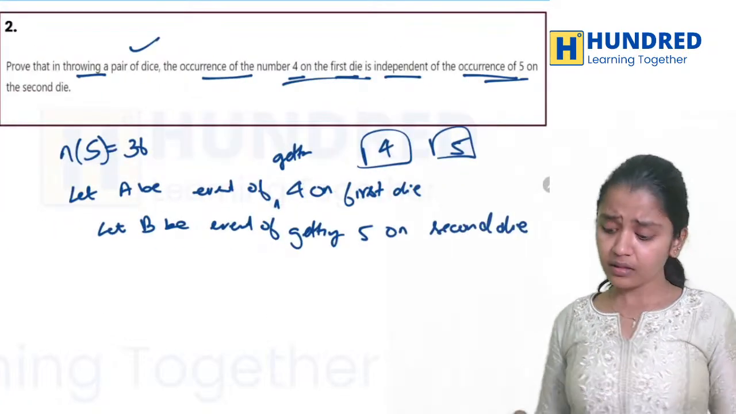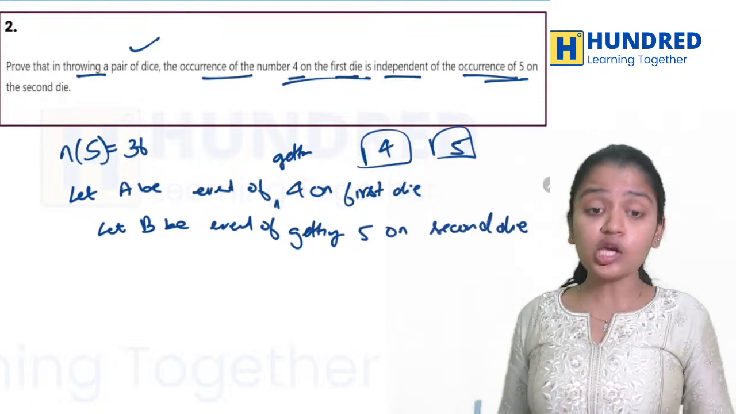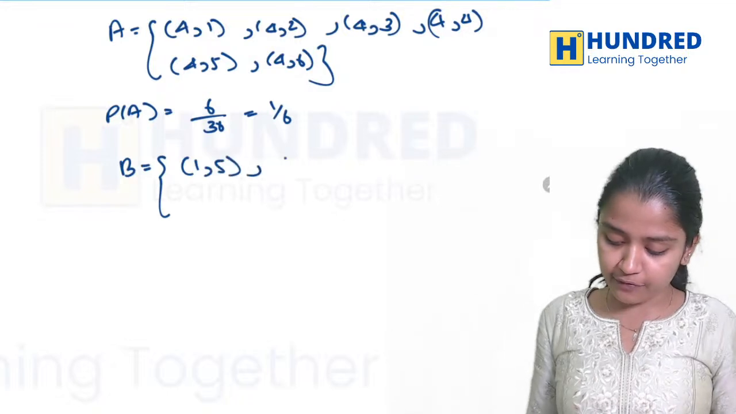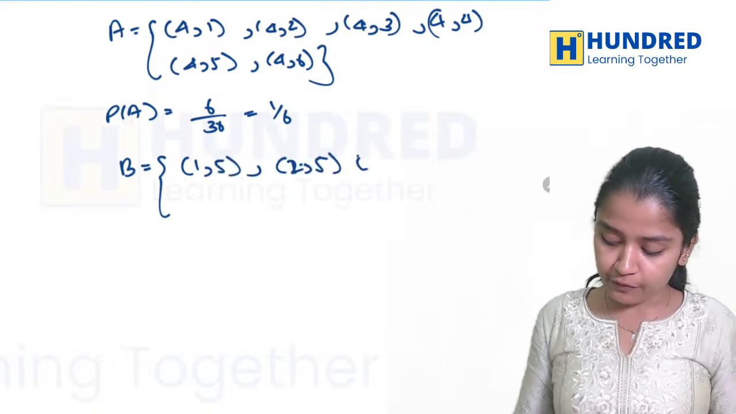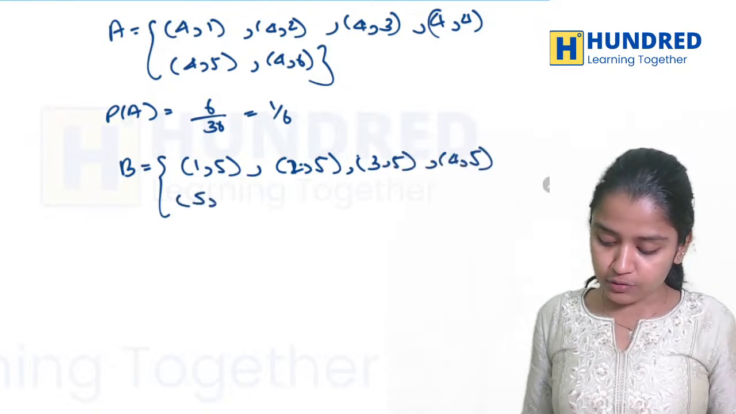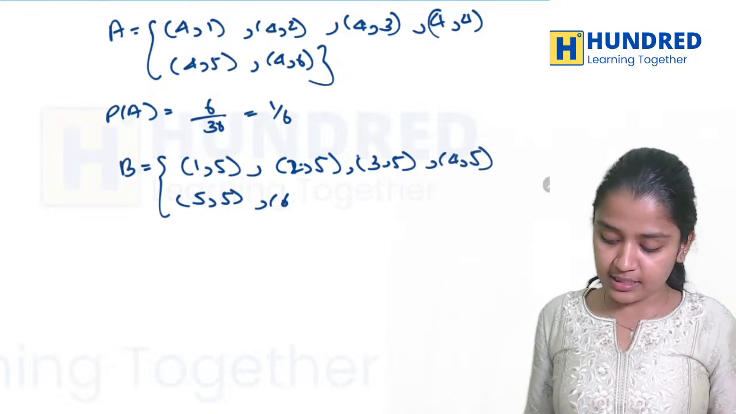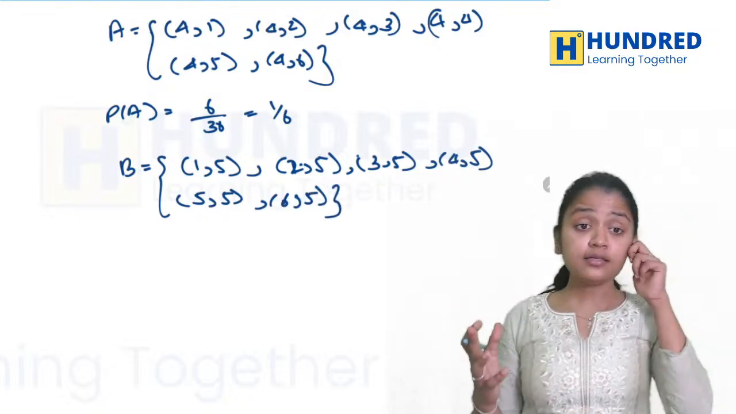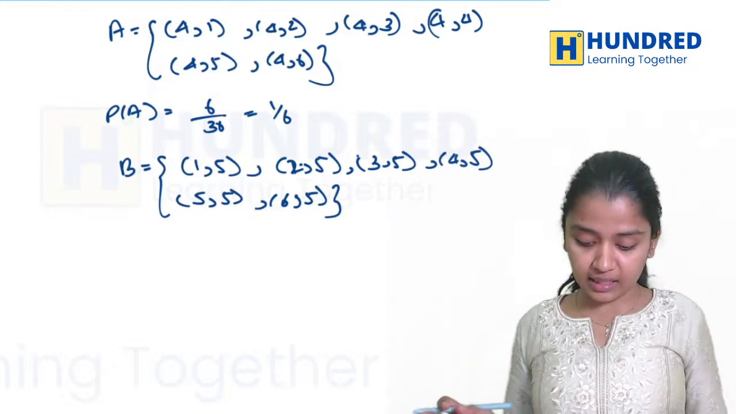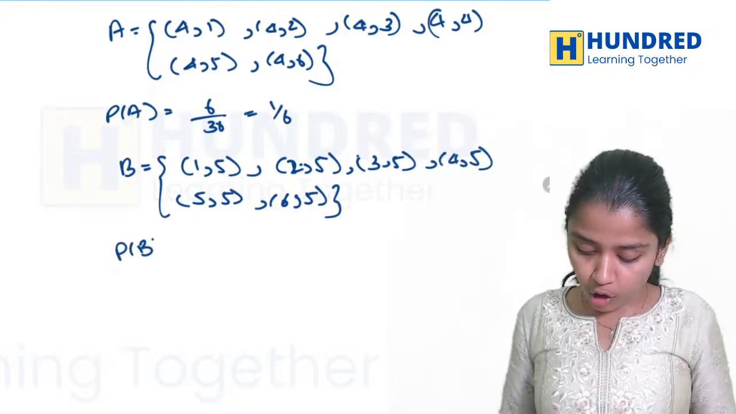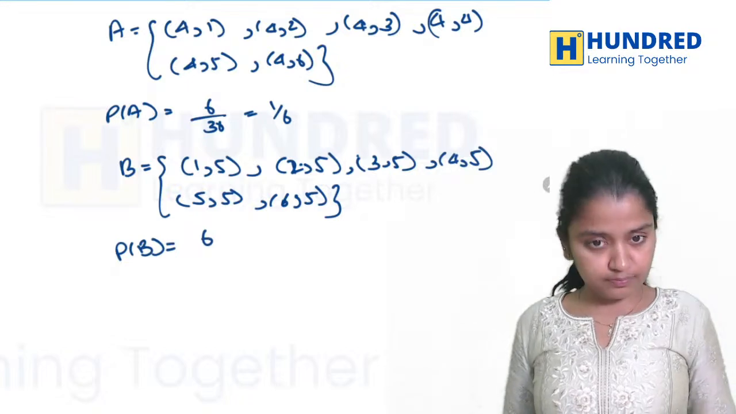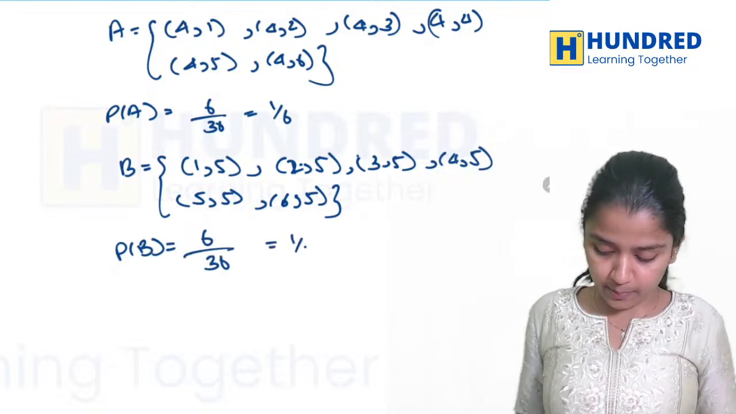Okay, now the probability of getting 5 on the second die. So 5 on the second die is basically 1,5 or 2,5, then 3,5, then 4,5, then 5,5, then 6,5. So what is the probability of getting 5 on the second die? It is this. Okay, now P of B. What is P of B? The number of favourable outcomes divided by the total sample space, which is 1 by 6.